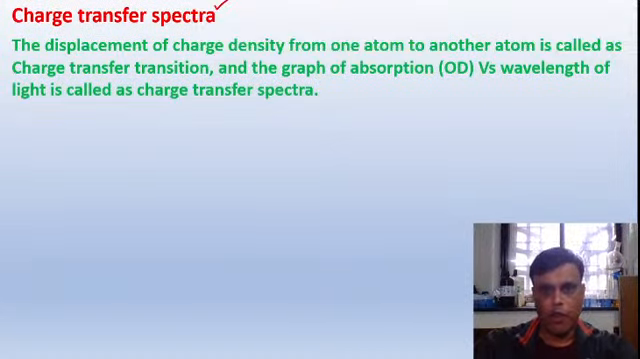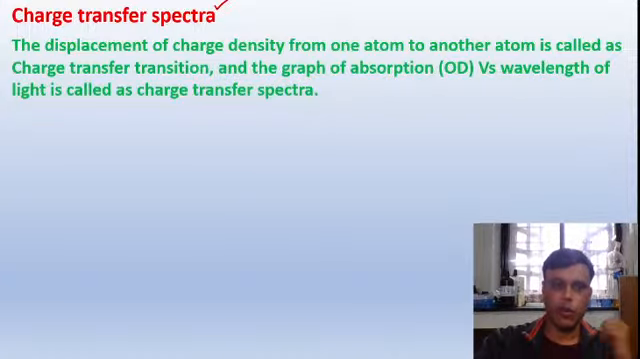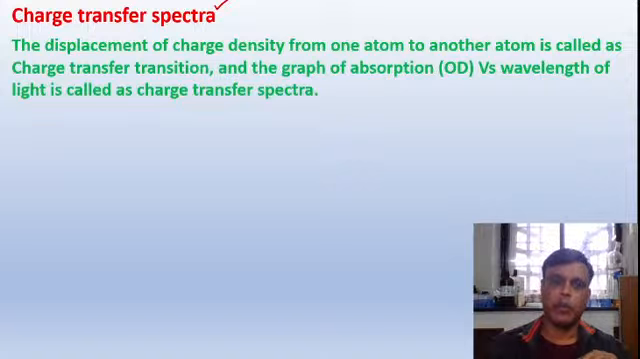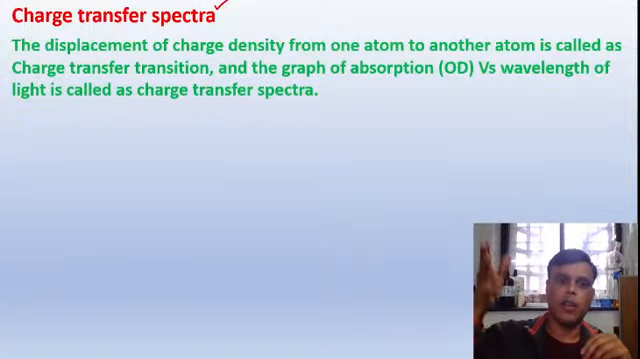And the graph of absorption, that is optical density OD, versus wavelength of light is called a charge transfer spectrum. And this charge transfer spectra occurs due to what? It occurs due to the transfer of electrons from one atom to another atom, one molecule to another molecule, and depending upon the number of electrons or number of transitions, you will get the number of peaks in the spectra.